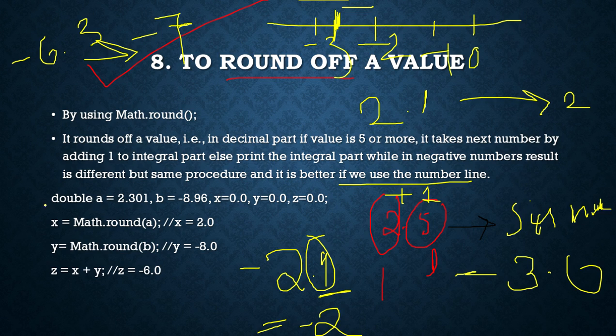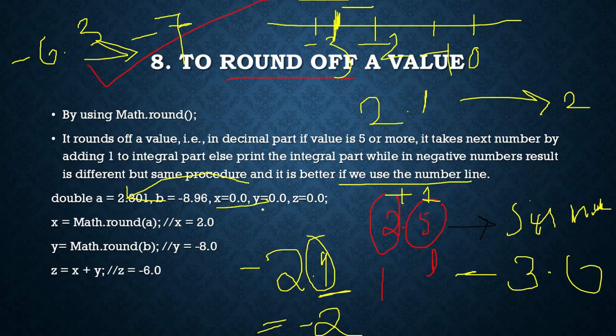Example, a is equal to 2.301, b is equal to -8.96, x equal to 0.0, y equal to 0.0, z equal to 0. I want to make the question a little complicated so that you will understand more. So in x, I want to take the rounded off value of a. How will you round off 2.301? Very good, 2. 2.301 means 2.3, which rounds to 2 itself.